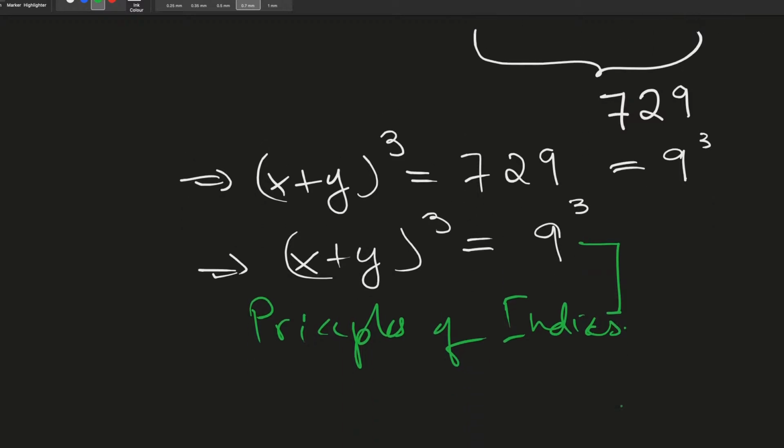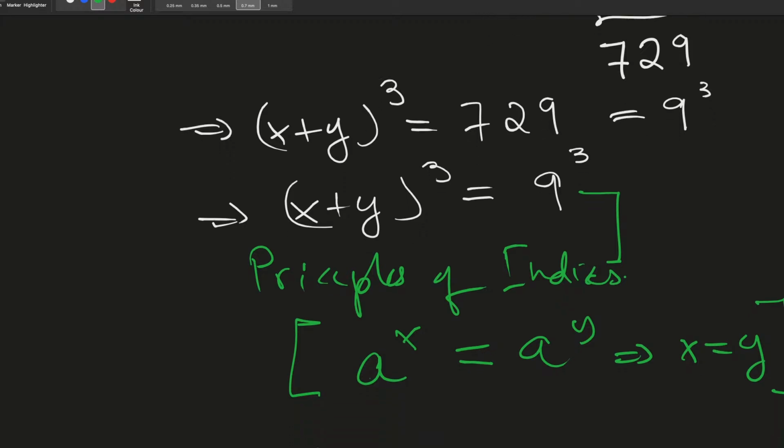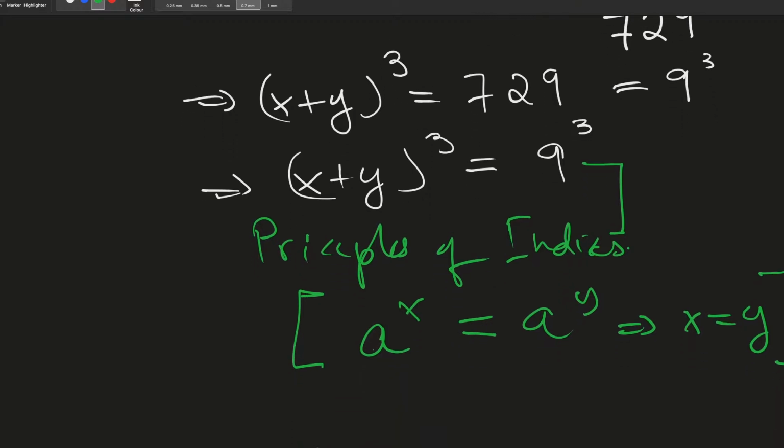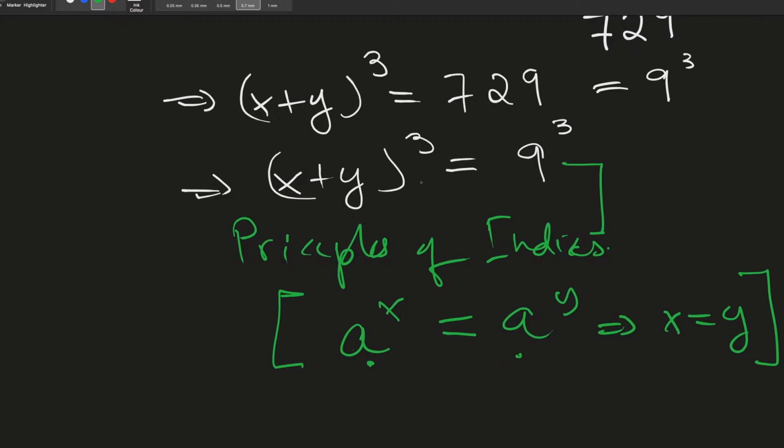That says that if I have a^x is equal to a^y, this implies that x is equal to y. You see, this is application of principles of indices. So because of that, since they are the same, x plus y cubed, you see, over here, I see that x equals y. Therefore, I can equate this and that. If that is true, then I can say that x plus y is equal to what? 9.